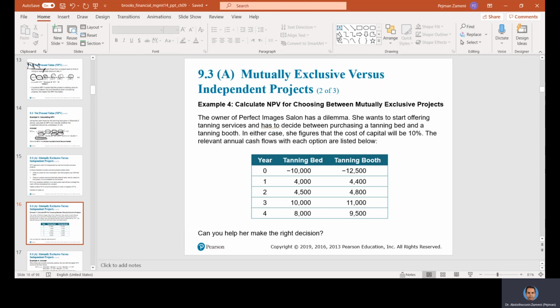The owner of Perfect Images Salon has a dilemma. She wants to start offering tanning services and has to decide between purchasing a tanning bed and a tanning booth. In either case, she figures that the cost of capital will be 10%. The relevant annual cash flows with each option are listed below. See, we have the cash outflow and cash inflow for both projects. Can you help her make the right decision?